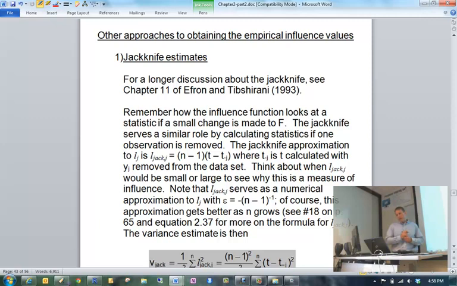Well, there are other ways to work with or to get empirical influence values. When I say to get, I'm actually saying to estimate them. That can actually be a little bit easier. We're going to talk about two ways. One, using the jackknife, and another one using basically a regression model.